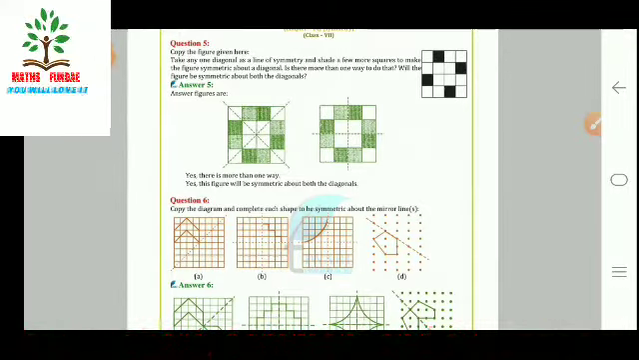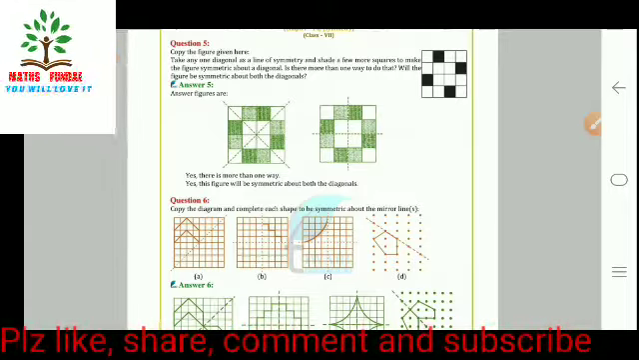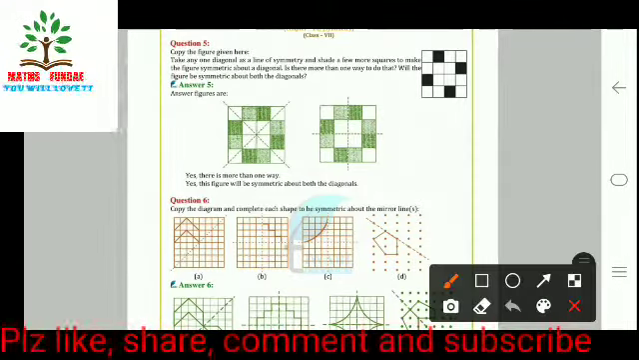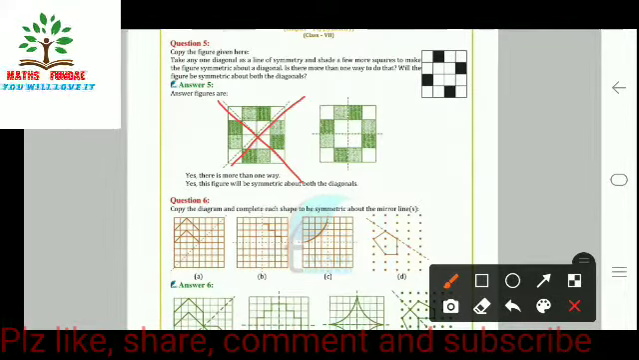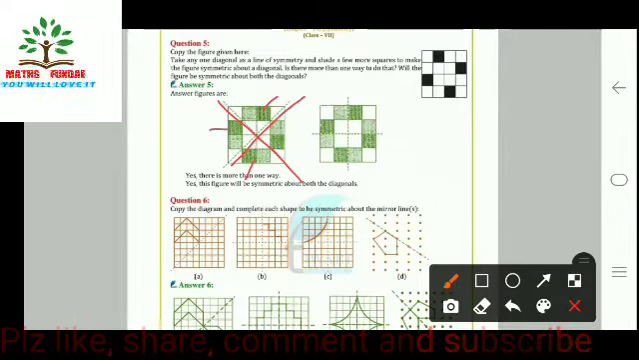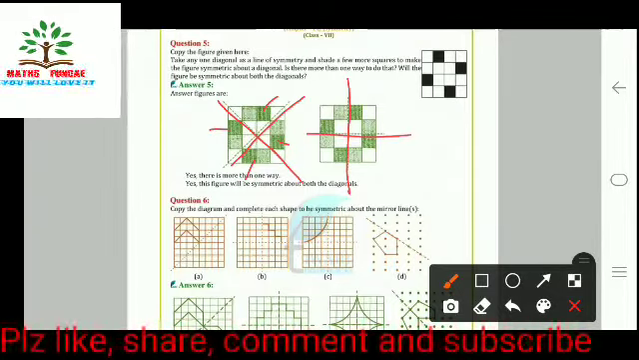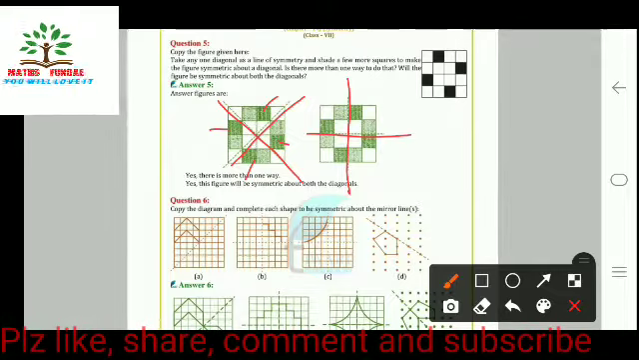Okay, looking at the figure, this figure is already given to us. So how to make this? First we have drawn the lines. So this is the one, this is the two. Now we have to color some portions to make it symmetrical. So this portion we have colored, this and this we have colored. Then we can see these are the lines of symmetry. Okay, so yes, there is more than one way. Yes, the figure will be symmetrical about both the diagonals, right?